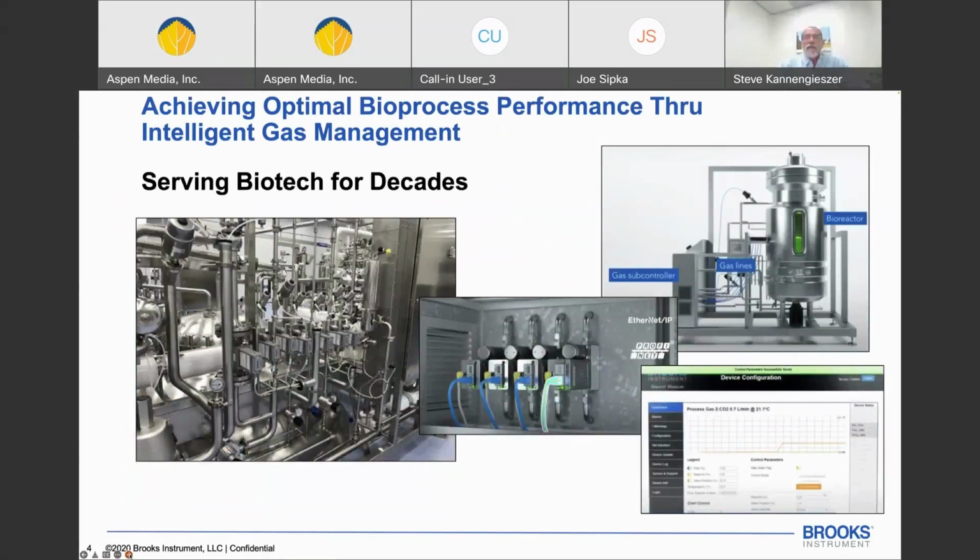Brooks has been a supplier of mass flow and pressure products to biotech applications for decades. We continue to deliver products with industry-leading long-term stability and other features to meet emerging biotech market needs. The advanced mass flow products that we'll focus on today bring new opportunities for automation that can have significant positive impact on your system reliability and process uptime.